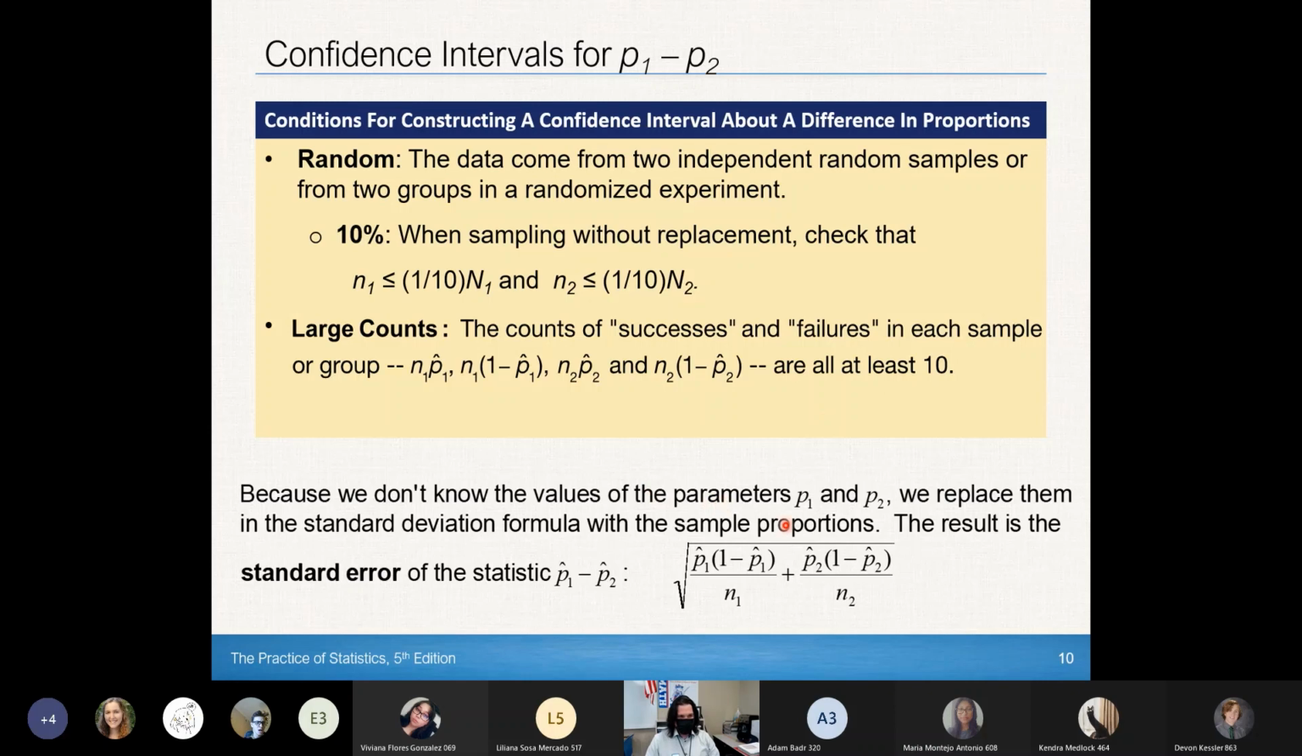Because we don't know the values of parameters p1 and p2, we replace them in the standard deviation formula with the sample proportions. The result is the standard error of the statistic p hat 1 minus p hat 2. And we get the square root of p hat 1 times 1 minus p hat 1 divided by n1 plus p hat 2 times 1 minus p hat 2 divided by n2. That is our standard error.